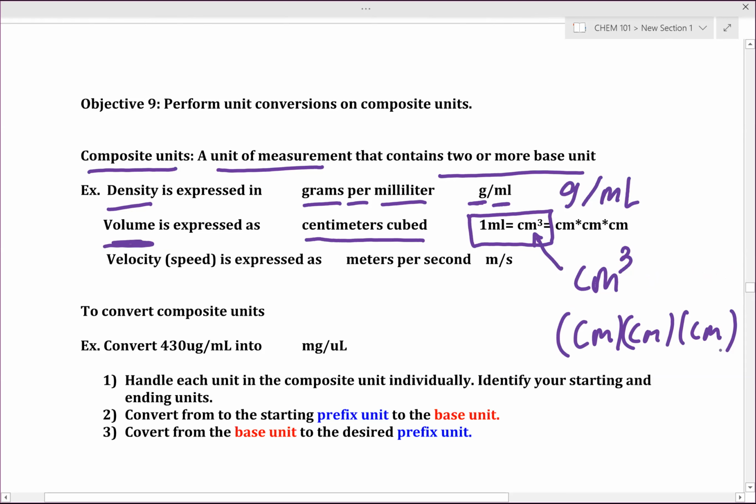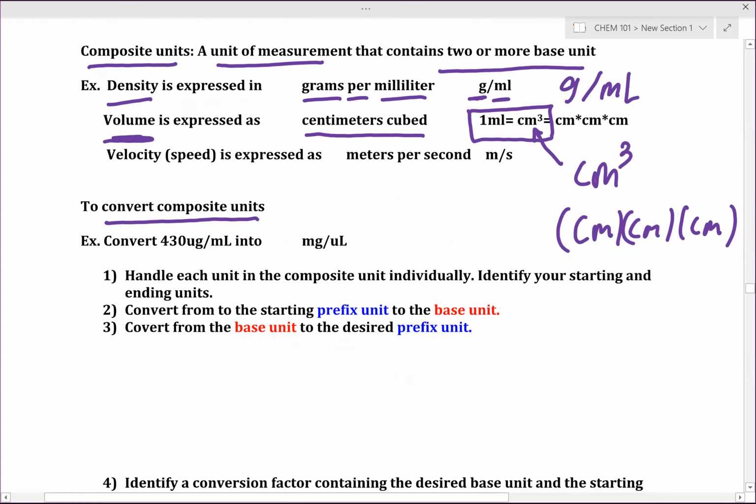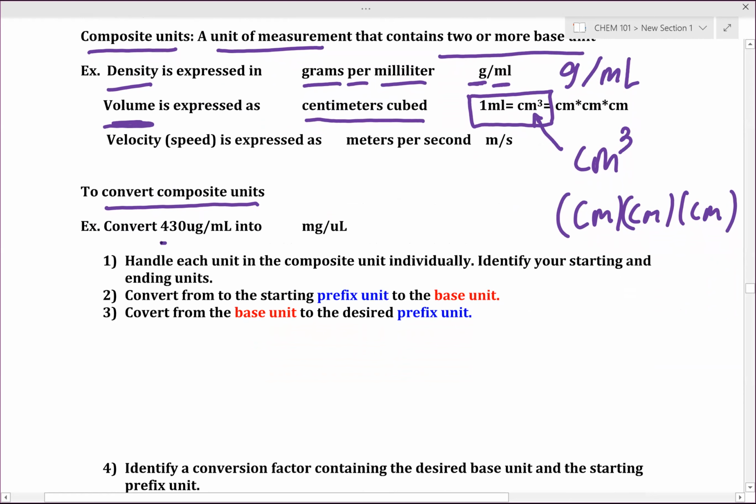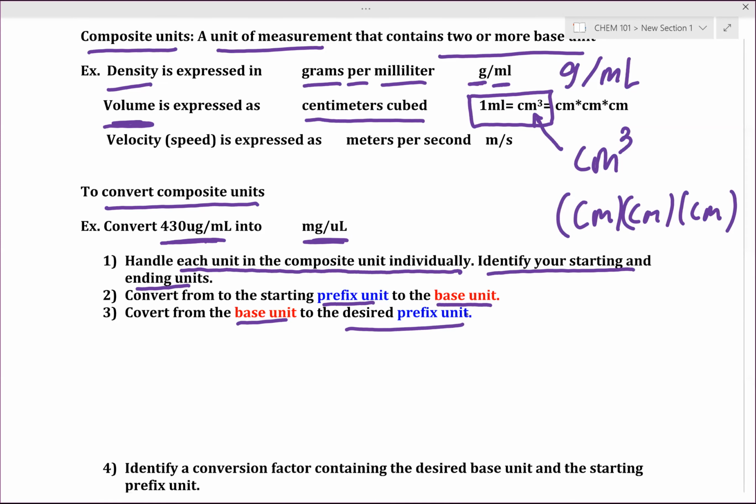Okay. Now, continuing on with this idea, to convert composite units, there are a few rules that are a little bit different. In this case, for example, if we're converting 430 microgram per mil into milligram per microliter, here are the steps involved. You handle each unit in the composite unit separately, identifying your starting and ending units. Just like before, you go from the prefix unit to the base unit, and then from the base unit, you go to your desired ending prefix unit. You always go through the base unit when doing unit conversions.